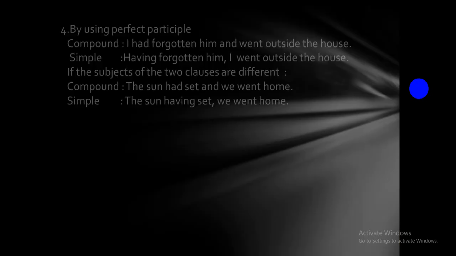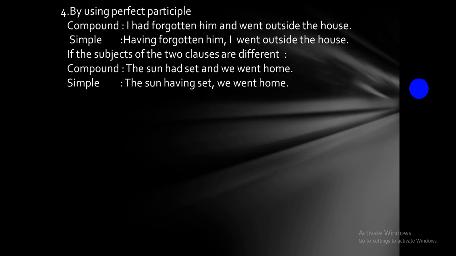Number 4. By using perfect participle, it means you have to use having plus V3. Compound sentence: I had forgotten him and went outside the house. If the first clause is assertive and past perfect tense, you will use perfect participle. So we can write: Having forgotten him, I went outside the house. The other rules are like the use of the present participle. So the simple sentence is: Having forgotten him, I went outside the house.